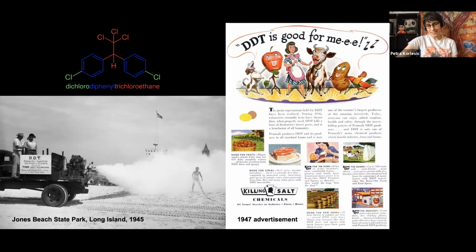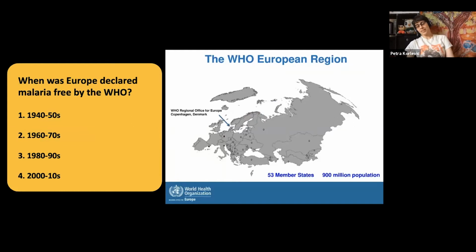And so the next question is to make you think, okay, we had these insecticides since the end of the 30s, beginning of the 40s. And once you vote, I think you can see the map. So when do you think the European region, by World Health Organization standards, which is quite large and includes the whole of Russia, was declared malaria-free?